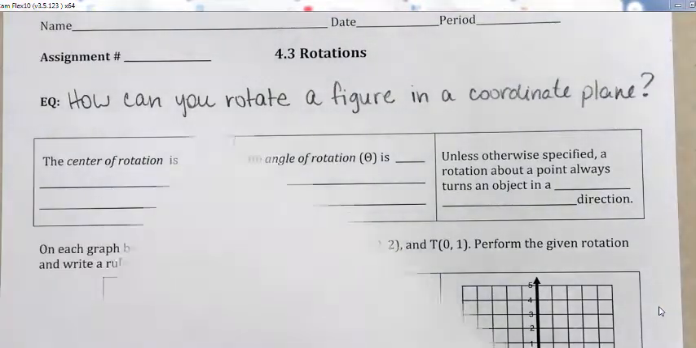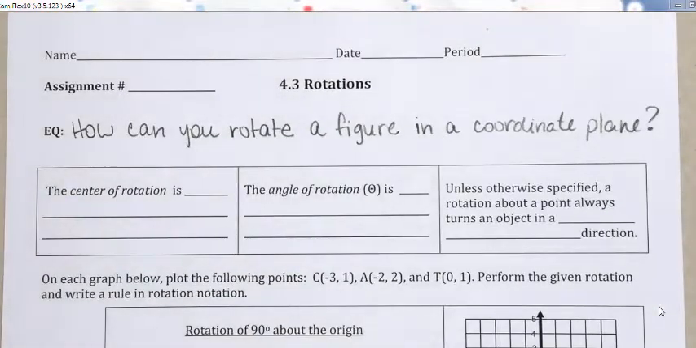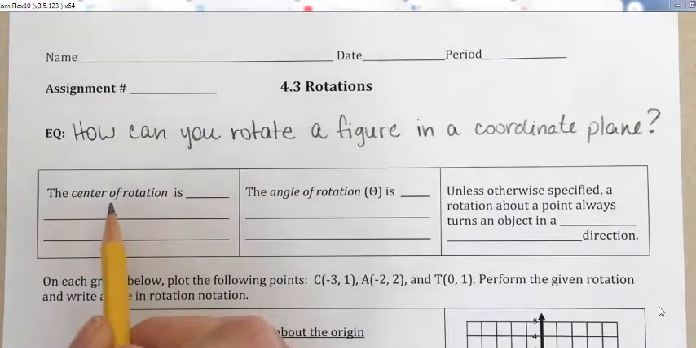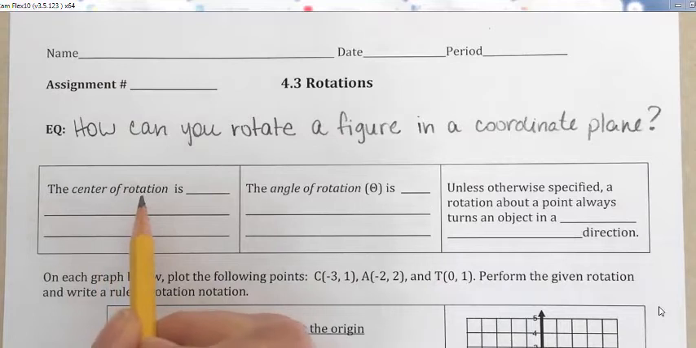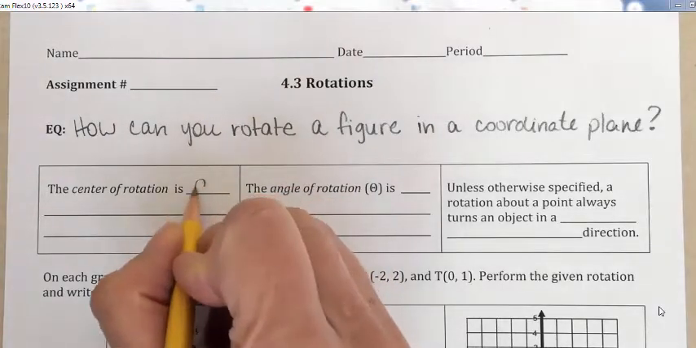You should also have a piece of tracing paper. Okay, so I'm going to give you a couple of definitions up here at the top. First of all, we'll talk about the center of rotation. So figures are rotated about a center. So it's a fixed point that a figure is turned about.